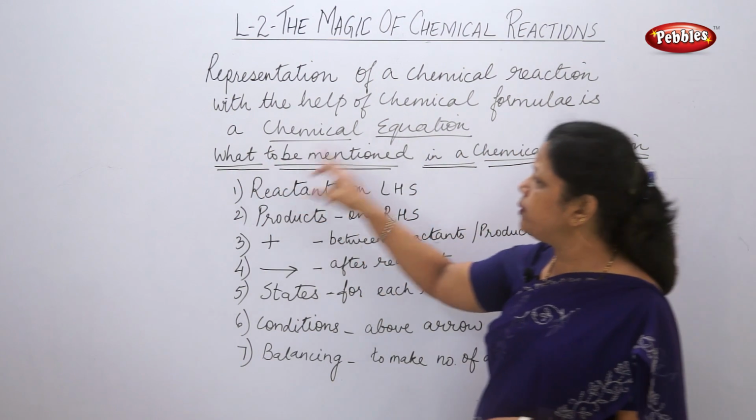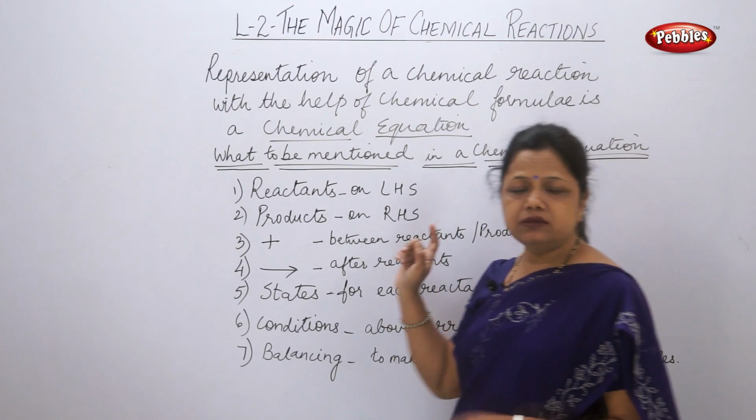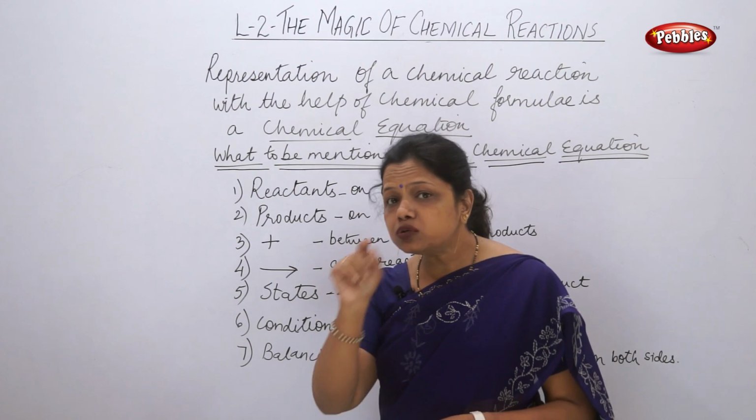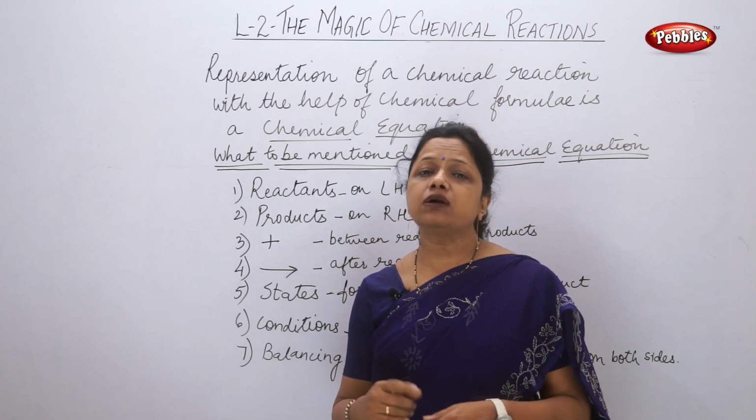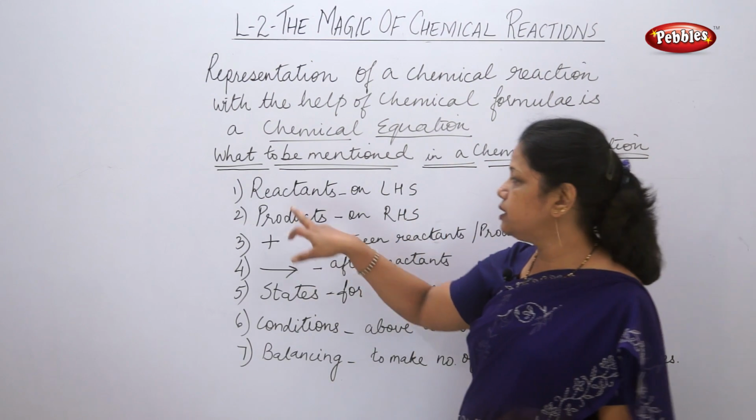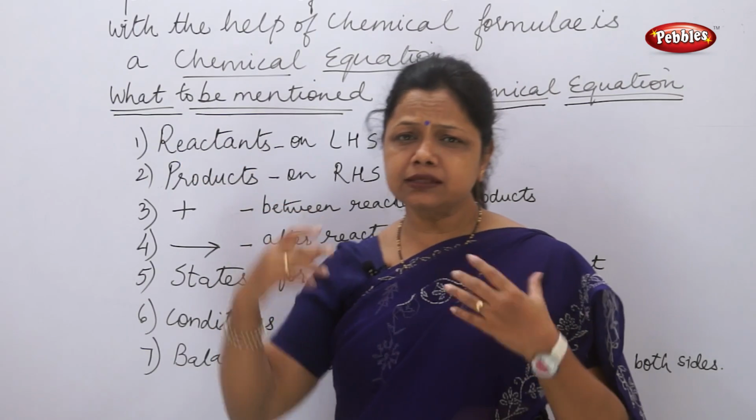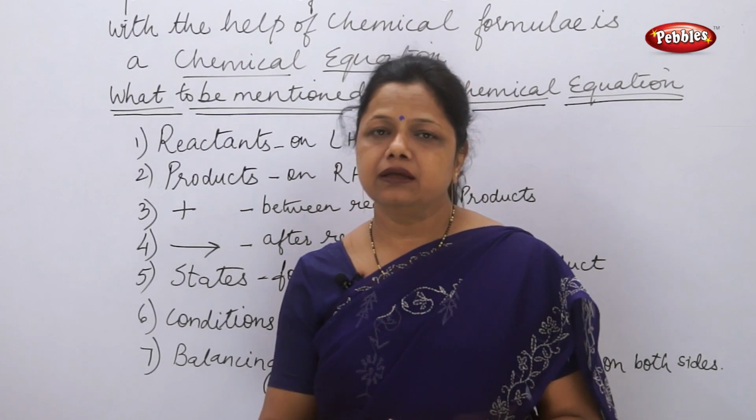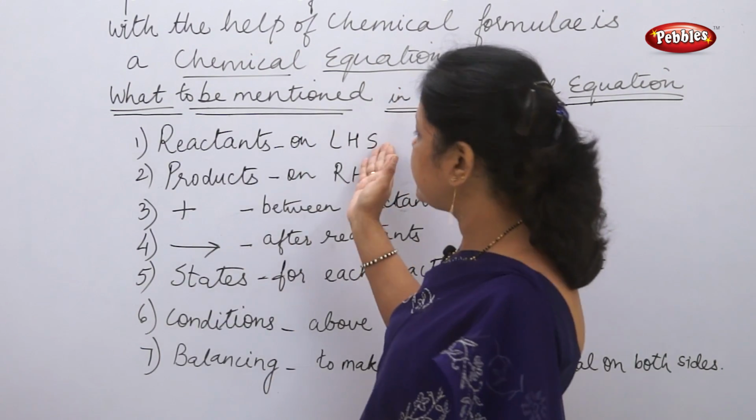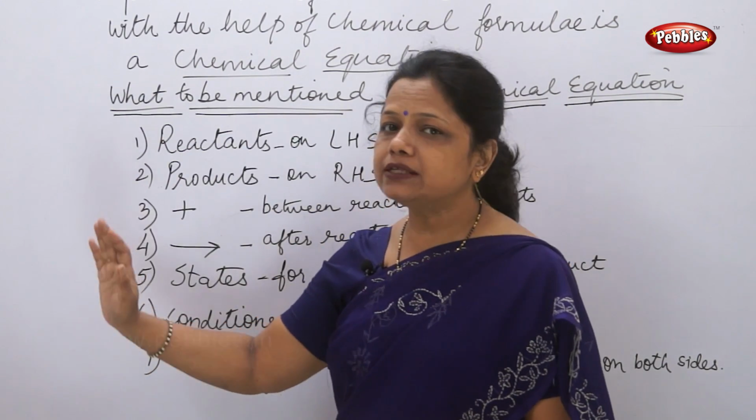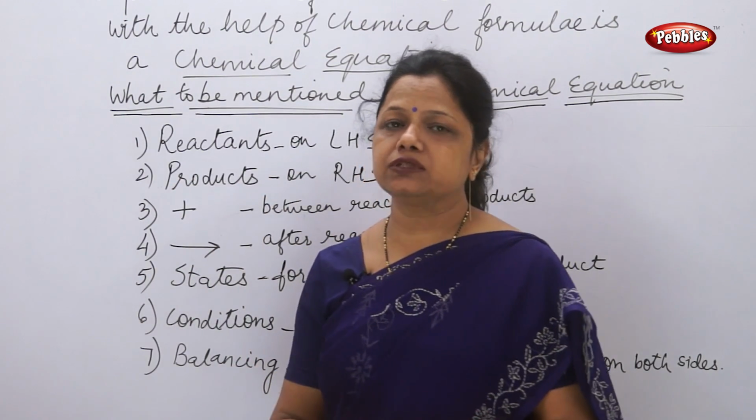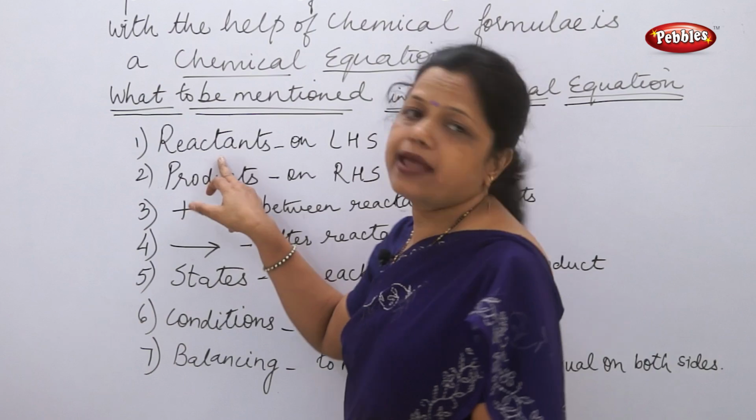Now what should be mentioned in a chemical equation? This is very important. I have just told you what a chemical equation is, but what should be included in it? First, there should be reactants. The substances which are reacting are called reactants, and reactants are always written on the left hand side of the chemical equation. So whatever is written on the left hand side of the chemical equation is the reactants.